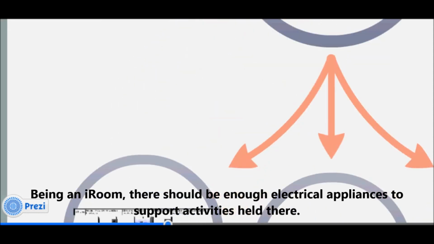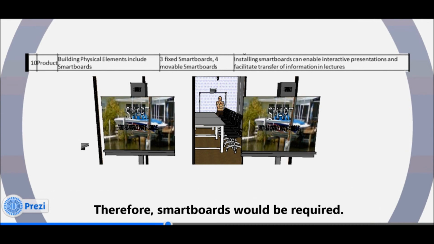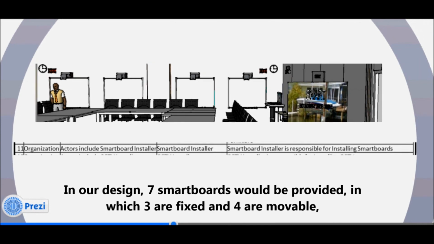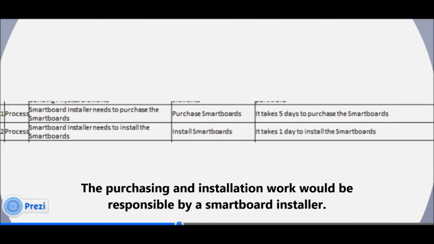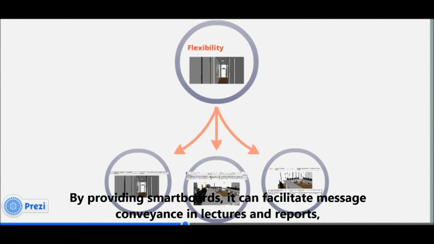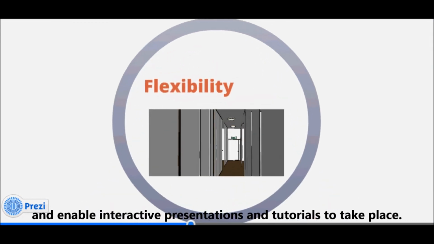Being an I-room, there should be enough electrical appliances to support activities held there. Therefore, smart boards will be required. In our design, 7 smart boards will be provided, in which 3 are fixed and 4 are movable, suiting different arrangements of the I-room partitions. The purchasing and installation work will be the responsibility of a SmartBoard installer. By providing SmartBoards, it can facilitate message conveyance in lectures and reports, and enable interactive presentations and tutorials to take place.